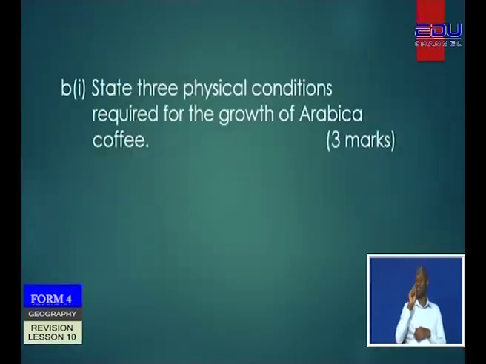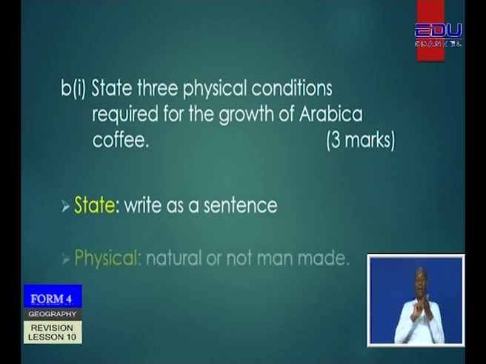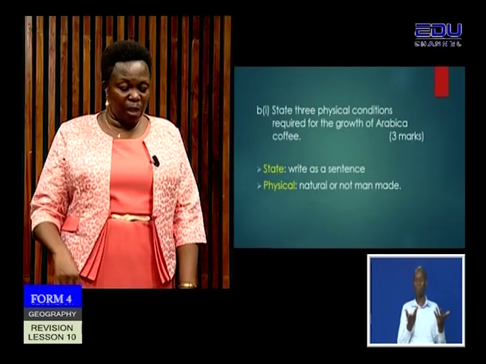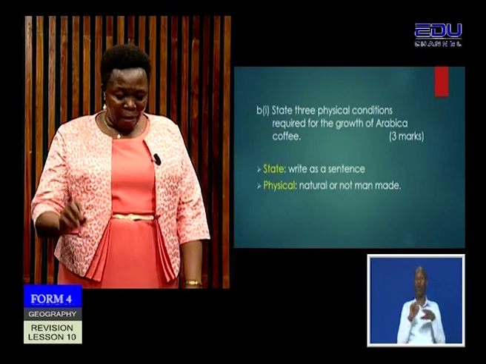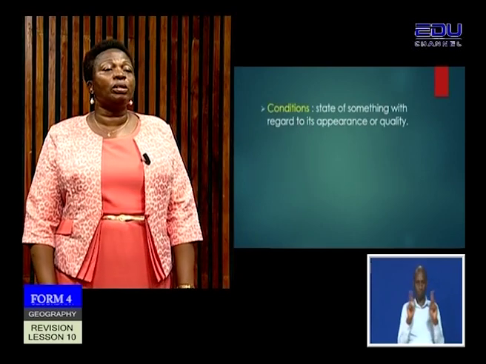State 3 physical conditions required for the growth of Arabica coffee, and that will give us 3 marks. Let's first analyze the question. The first one is state. So to state is simply to give a sentence, to write as a sentence, not one word. Then secondly, physical, which means you are not supposed to put anything that is associated with human beings. Like, for example, transport, that is things to do with human beings. Just natural and not man-made.